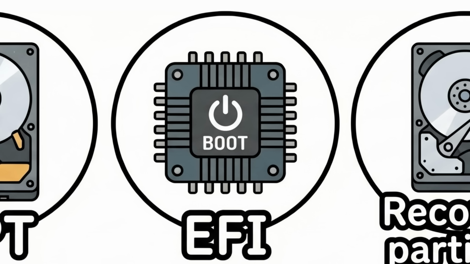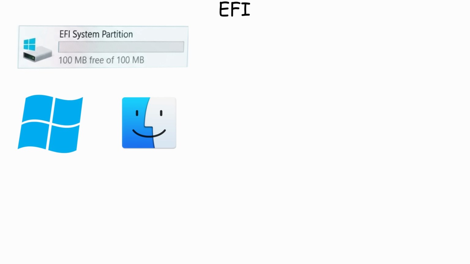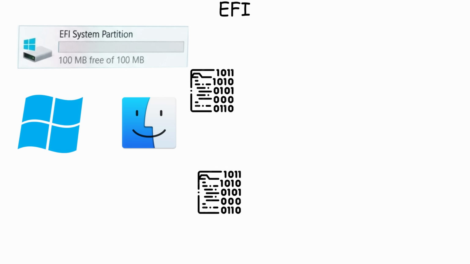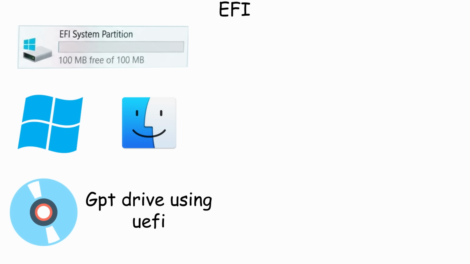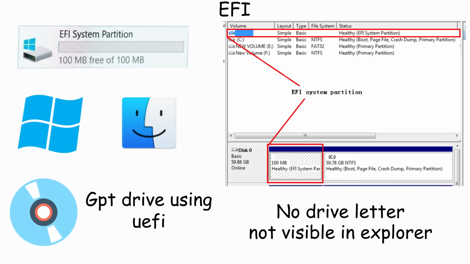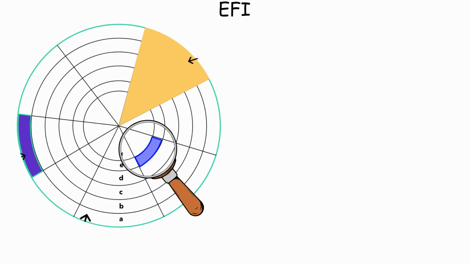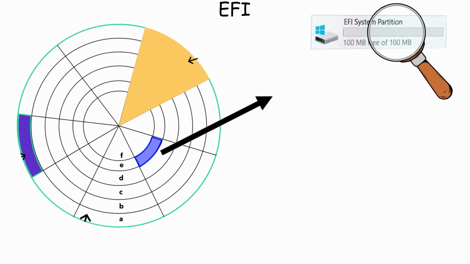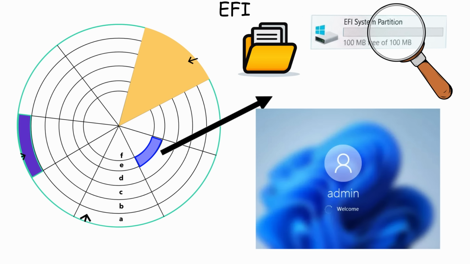The EFI system partition, or ESP, is a special partition used in modern systems to store boot files. During the installation of an operating system on a GPT drive, this partition is created automatically. It usually does not have a drive letter and remains hidden from the user. When the system starts, the firmware first reads the partition table on the disk, which then points it to this EFI partition. From there, it loads the required boot files to start the operating system.